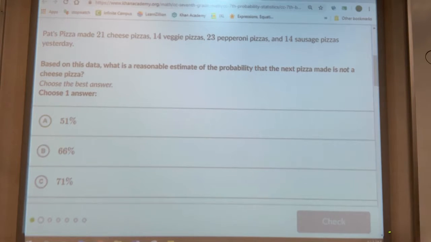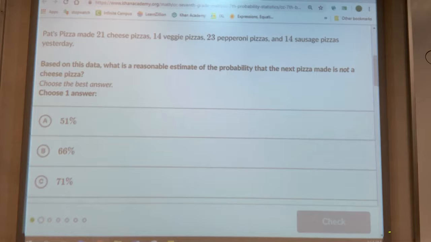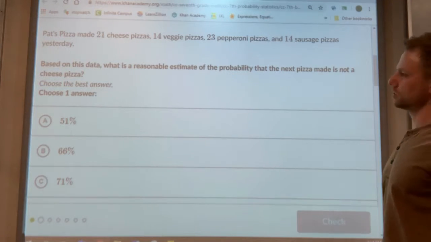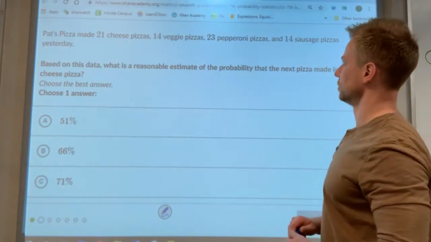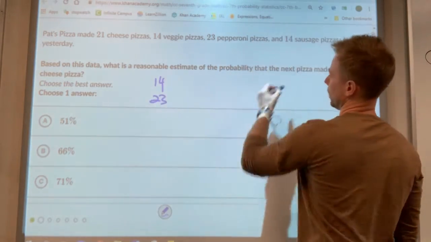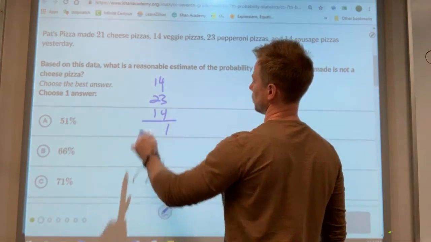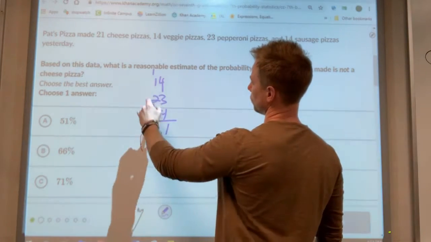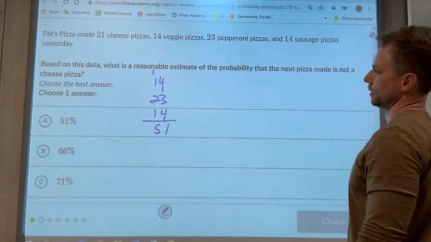Let's try another one. Pat's Pizza made 21 cheese pizzas, 14 veggie pizzas, 23 pepperoni pizzas, and 14 sausage pizzas yesterday. Based on this data, what is a reasonable estimate of the probability that the next pizza made is not cheese? So we want everything but cheese. Okay, so we have 14, we have 23, and we have another 14. Add all those together. 4 and 4 is 8, plus 3 is 11. Then 2, 3, 4, 5, 51 pizzas is what we have.